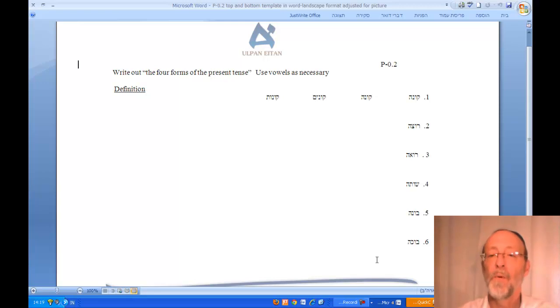They would be, number 1, koneh, kona, konim, konot. Number 2, rotzeh, rotzah, rotzim, rotzot. Number 3, ro'eh, ro'ah, ro'im, ro'ot. Number 4, it's a shin. Remember that. Without any vowels in there, it's always assumed to be a shin. Shoteh, shotah, shotim, shotot. 5, boneh. 6, bocheh. And the definitions.